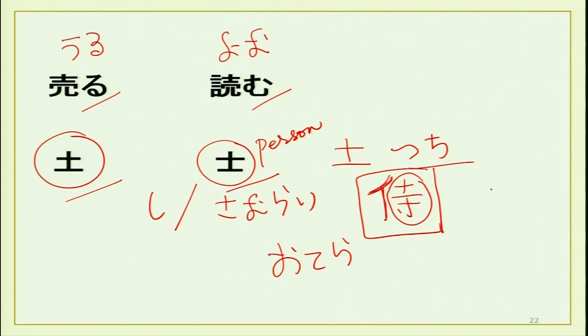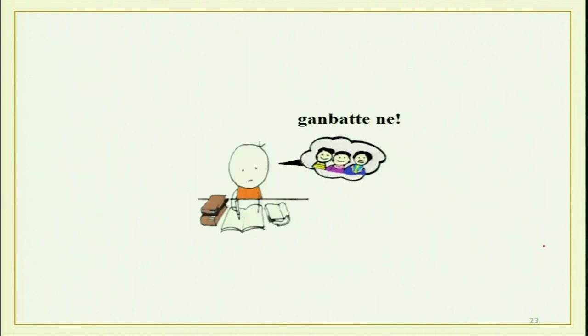Samurai, this is also samurai, and this also means samurai. This is longer than the second line, also samurai. Now there was an expression, ganbatte ne, which means please work hard, continue doing the good work. So over here ganbatte is for study hard. This person is working for his exams and all his friends are saying ganbatte ne.